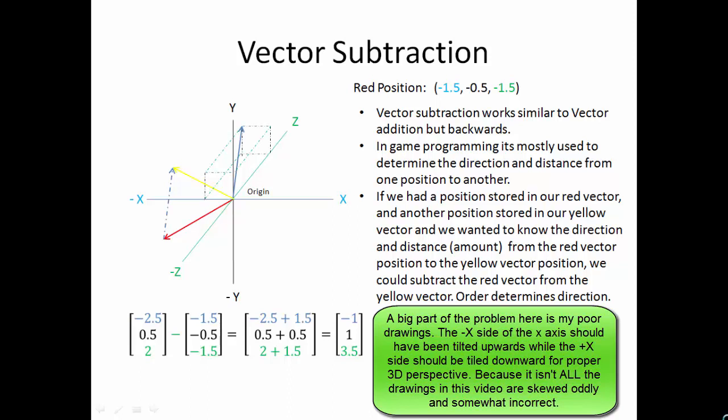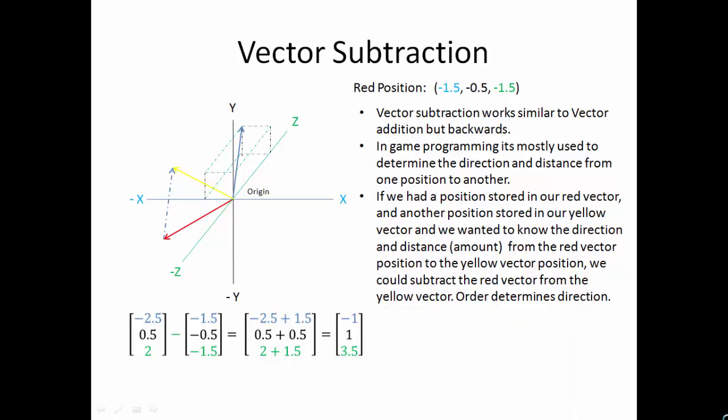And here we started out with the yellow vector and subtracted the red vector, and this gave us a vector that points from the red vector to the yellow vector. If you switch the order, if you do the red vector minus the yellow vector, then the direction of the blue vector would change. It would be exactly the opposite. It would point in exactly the opposite direction. In other words, it would then point from the yellow vector to the red vector.